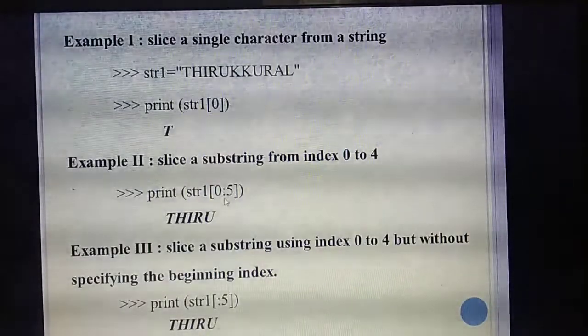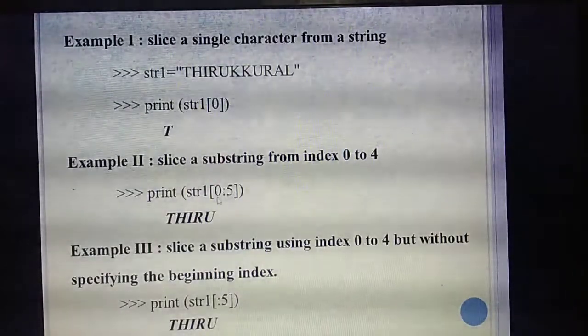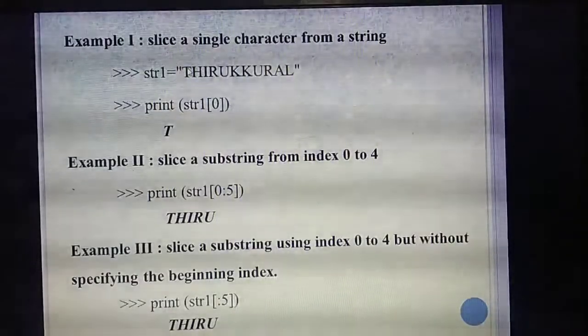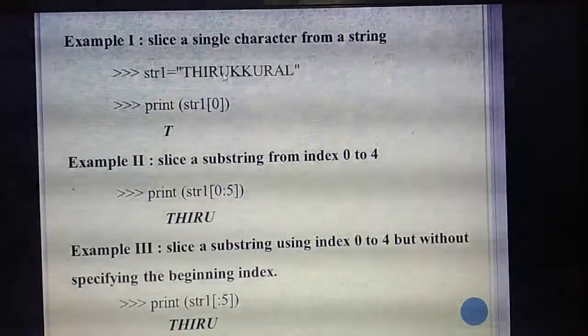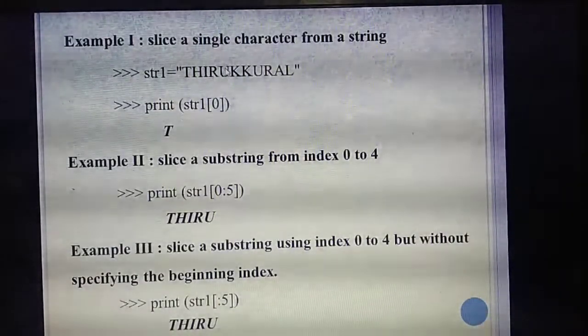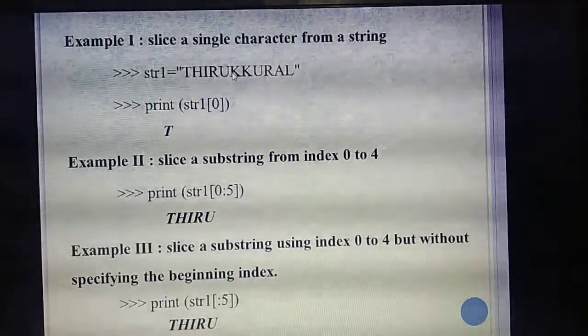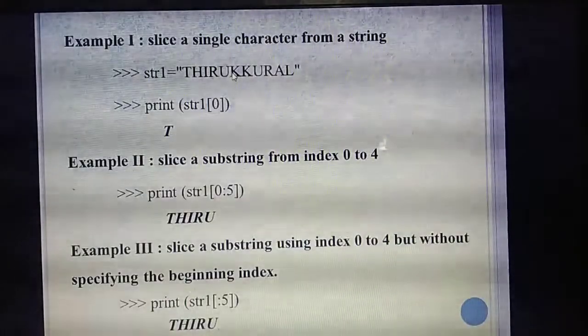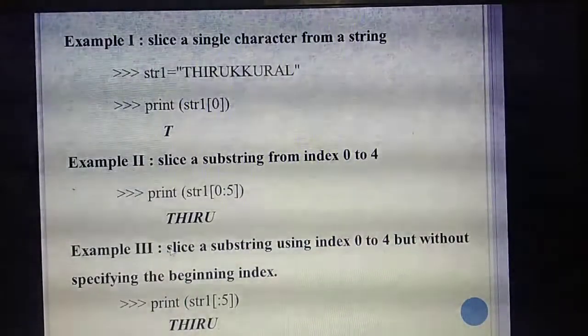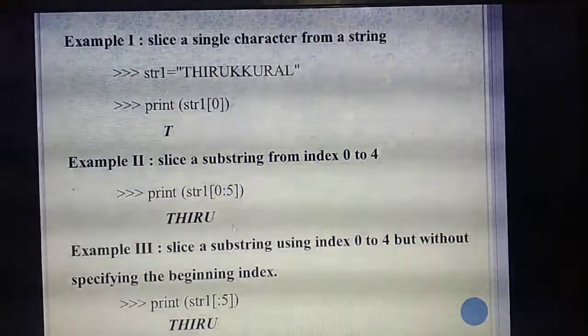Understand? 0 colon 5. So now, what are the index values? 0, 0, 1, 2, 3, 4. Okay. So up to which letter will it display? T, H, I or U. Understand now? So this string we are calling a substring.